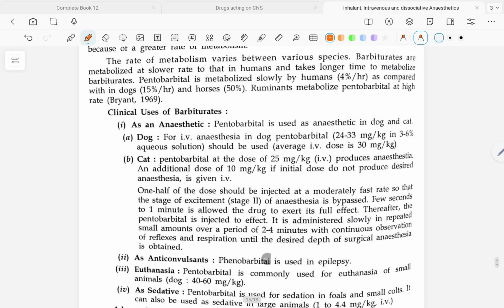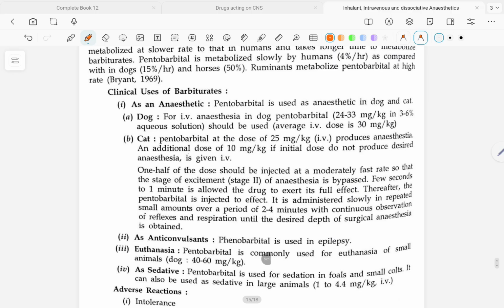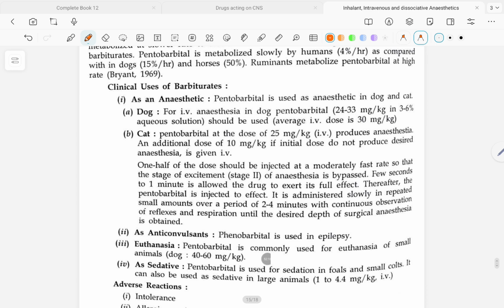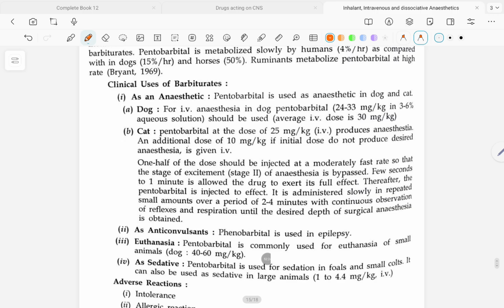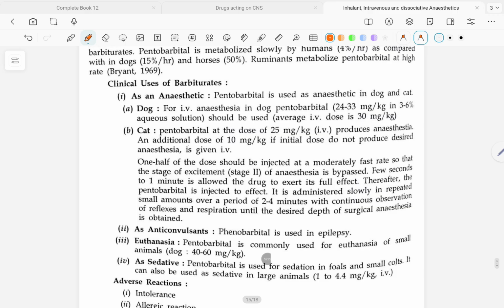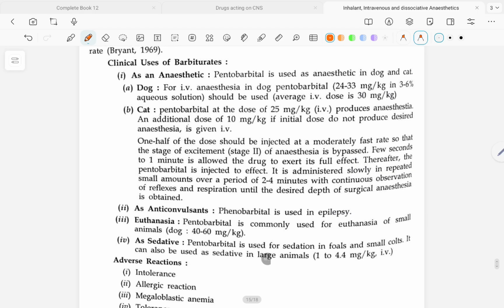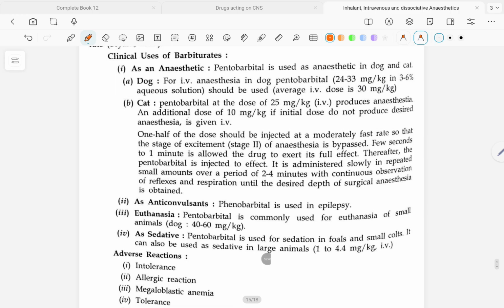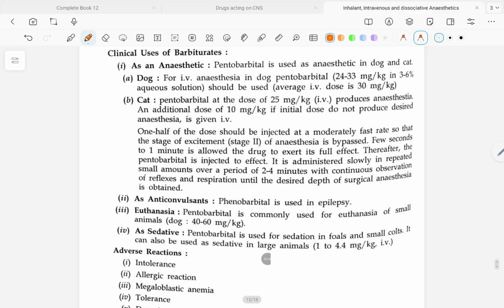As an anesthetic, pentobarbital is used as an anesthetic in dog and cat. Dog. For IV anesthesia in dog, pentobarbital 24 to 33 mg per kg in 3 to 6% aqueous solution should be used. Average IV dose is 30 mg per kg. Cat. Pentobarbital at the dose of 25 mg per kg IV produces anesthesia. An additional dose of 10 mg per kg is given IV if the initial dose does not produce the desired anesthesia.